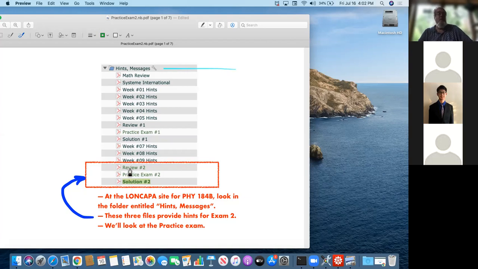There's one called Review Number 2. That'll review all the material that's on the exam. There's Practice Exam Number 2. That's what we're going to look at today. These are some exam questions. These questions have been on exams in the past. They won't be on the exam this year, but anyway, practice doing these problems.